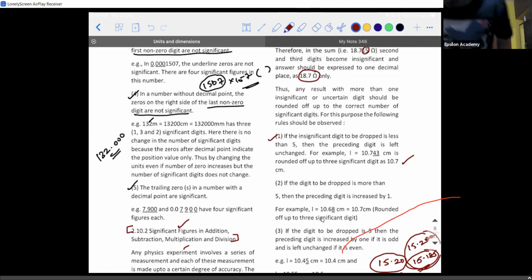Okay. Now listen. If suppose the number is greater than 5, then what are we supposed to do? If the digit to be dropped is more than 5, then the preceding digit should be increased by 1. For example, 10.68 and you want to drop off 8. 8 is a number greater than 5, so its preceding number should be increased by 1. That is 10.7. It's simple. If you take a scale real number, 5 will be at the center. If the value is greater than this, it is closer to the other end. If the value is less than 5, it is on the left hand.